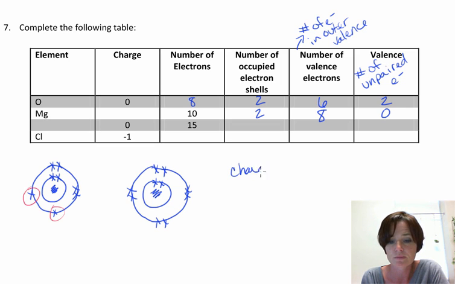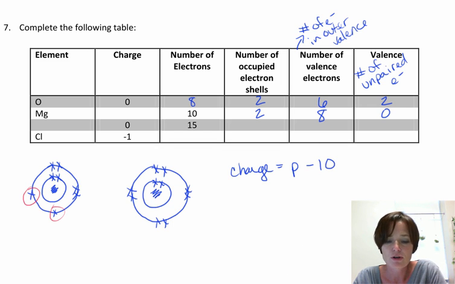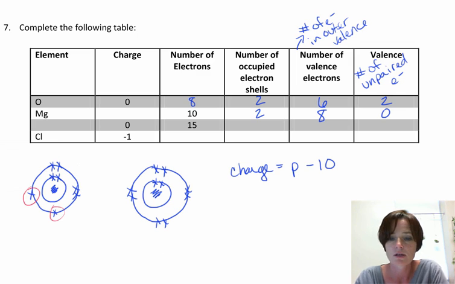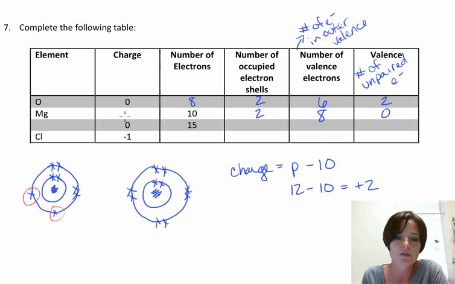The one other blank spot that we have here is the overall charge, and remember that the charge is going to be equal to the number of protons minus the number of electrons, which is 10. So if we do go to the periodic table, if we look here, we see that magnesium has an atomic number of 12, so it has 12 protons. So if I fill this in, I've got 12 minus 10, so that charge is going to be equal to plus 2. So I can fill that in here.